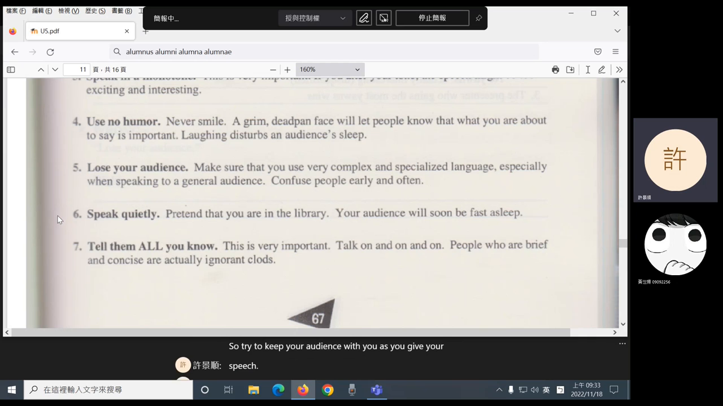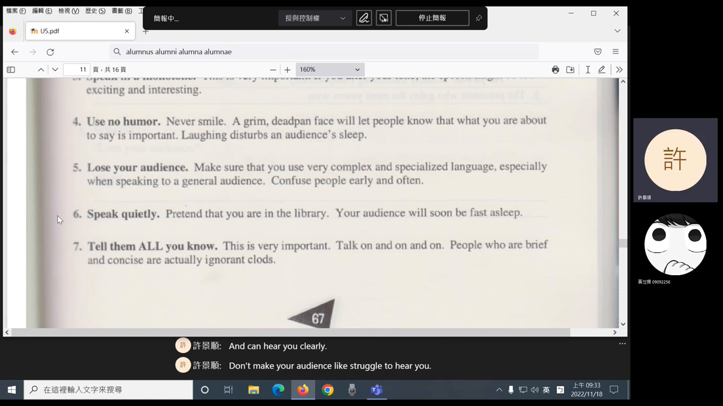Next one, speak quietly. No, speak loudly. In fact, when I'm teaching, I usually don't need a microphone. The only reason I'm using a microphone is for the English subtitles. So when you give a speech, don't be quiet. Make sure your audience, the person furthest away from you, can hear what you're saying and can hear you clearly. Don't make your audience struggle to hear you.